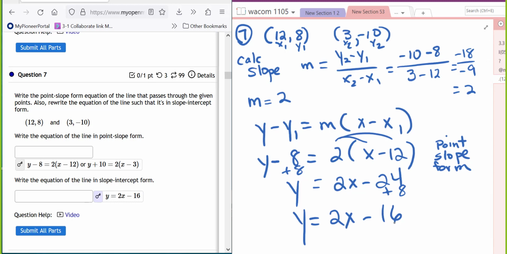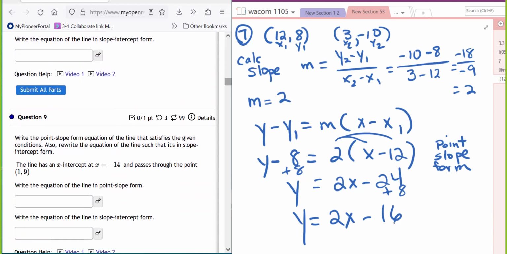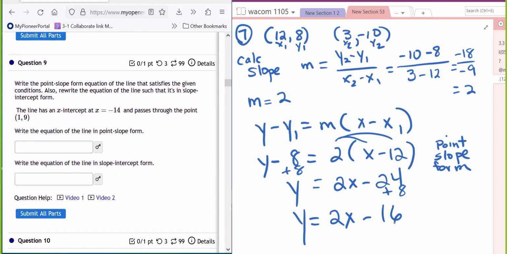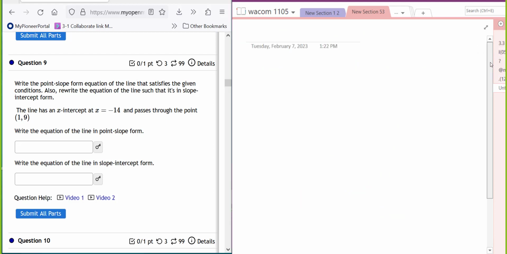All right, next I picked number 9. And this one, the wording is just a little different. They are telling you that the line has an x-intercept at x equals -14.